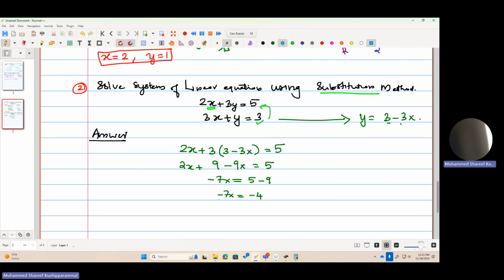X is equal to divided by how much? Minus 7. Here also how much? Minus 7. Minus 7 cancel. X is equal to 4 by 7.